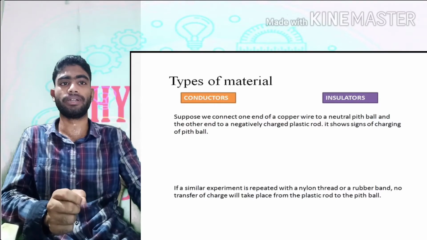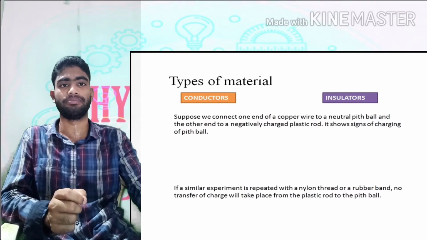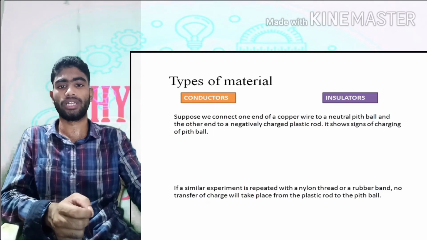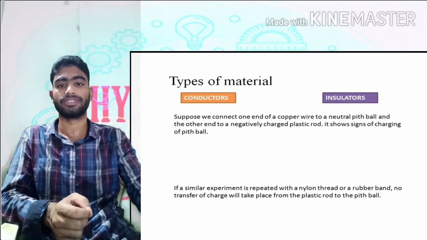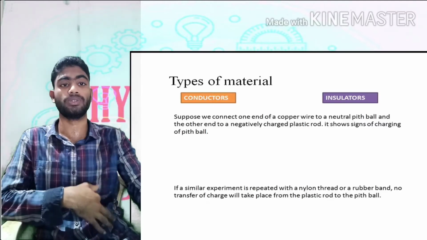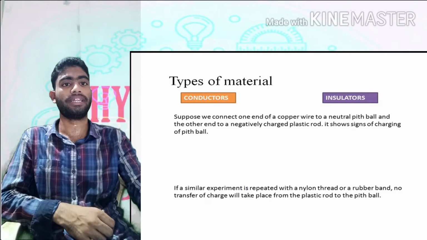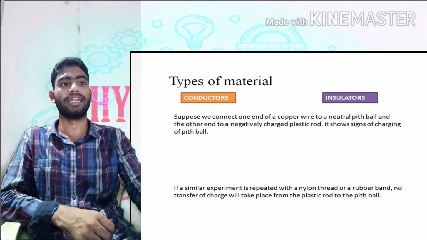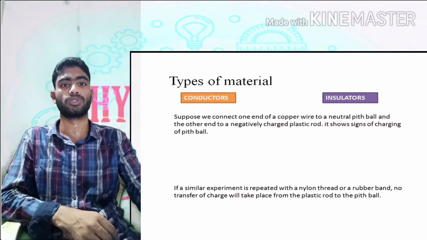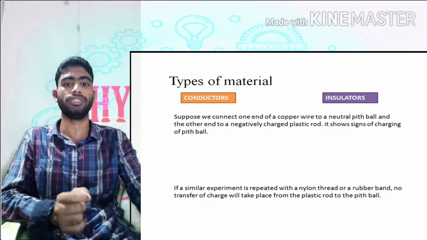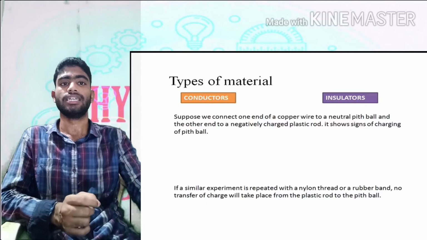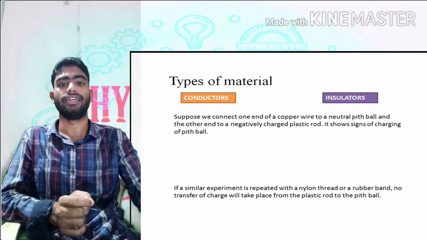Then we will discuss the types of materials. Basically there are two types of material. Look at this. One is the conductor and the other is the insulator. To understand the types of material, conductor and insulator, I will give you one more example by which you can simply understand the concept behind the conductor and insulator.